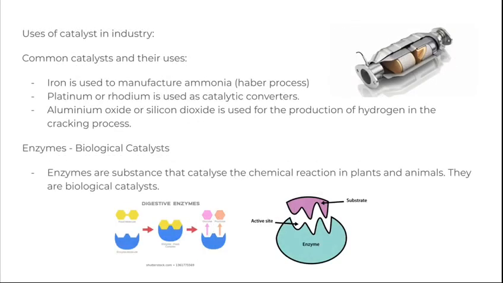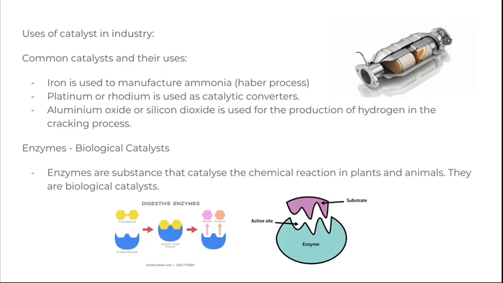Uses of catalysts in industry. Common catalysts and their uses. Iron is used to manufacture ammonia, known as the Haber process. Platinum or rhodium is used in catalytic converters. Aluminium oxide or silicon dioxide is used for the production of hydrogen in the cracking process.